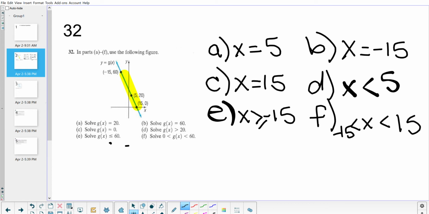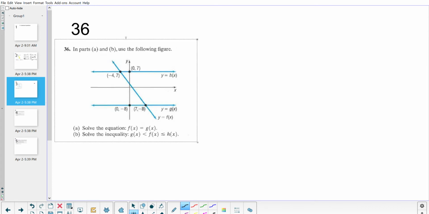Okay. Next one. This one just has 2 parts. Part A, but it has 3 lines. When is F equal to G? Okay, so you need to locate F, the one that has a slant, a negative slope, and G is the bottom line. So when is F equal to G? Well, that's when they intersect.